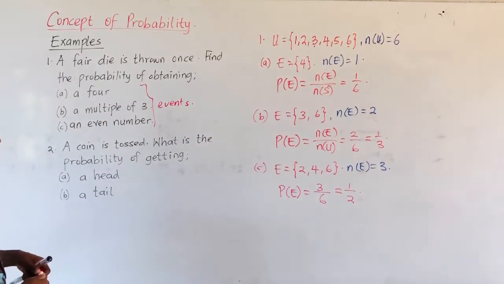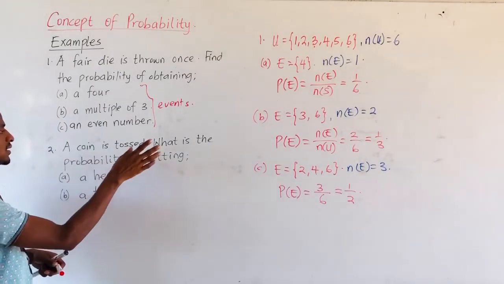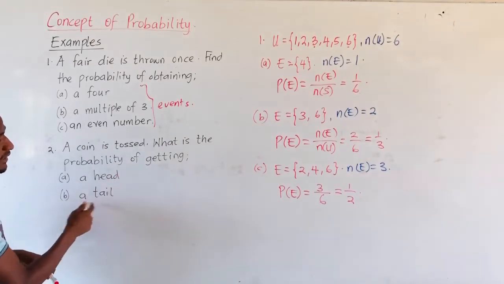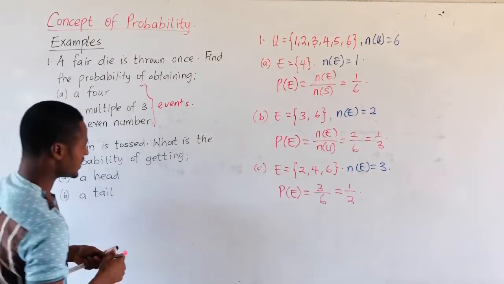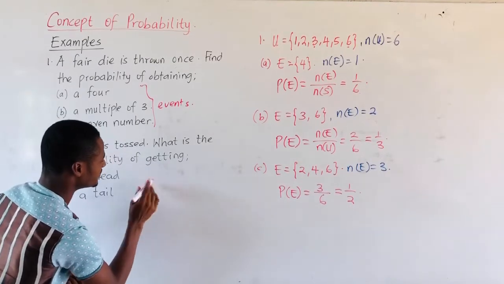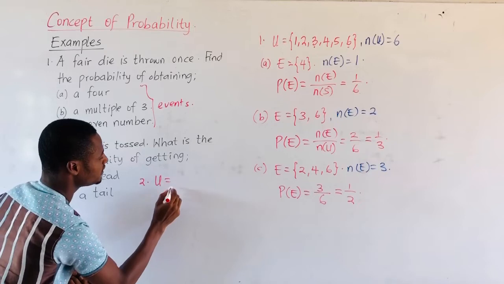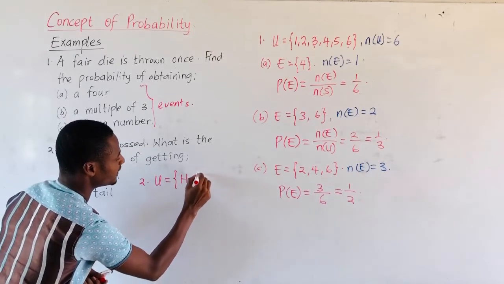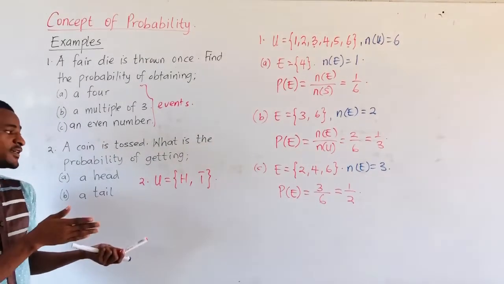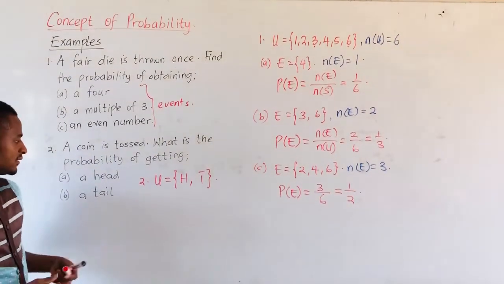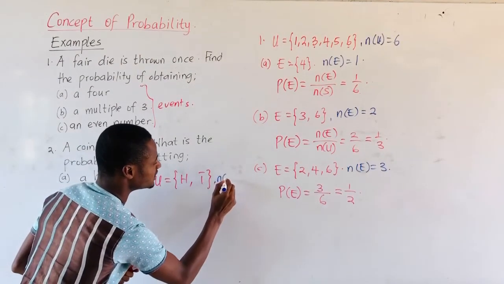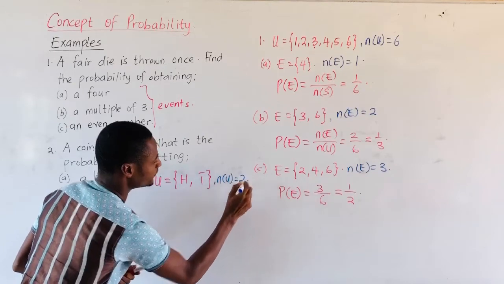Let's go to the second question. A coin is tossed. What is the probability of obtaining or getting a head, a tail? In this experiment, our sample space, U, will be equal to head and tail. The coin has two faces. We are calling one face the head, the other face is the tail. And so the number of elements in this sample space is 2.